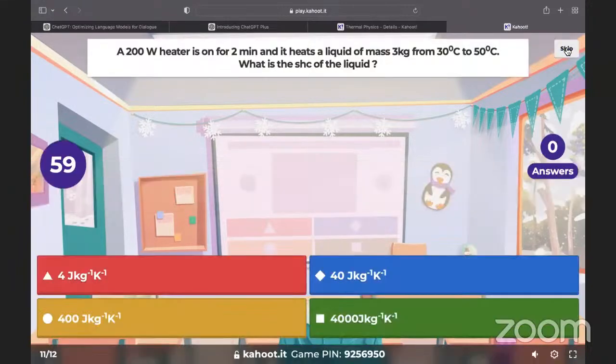A 200 watt heater is on for 2 minutes. That's like a lab. Liquid of mass 3 kilograms.